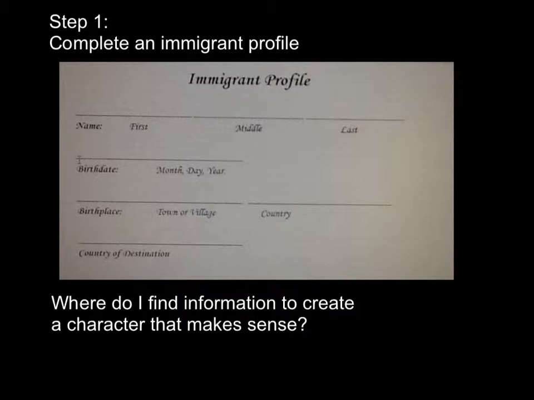One thing we need to think about is, where do I find information to create a character that makes sense? Well, you've studied them in your social studies book. You've read about them in the books that we did for our Immigration Expert Project. So the first thing you need to do is think about what background you have already.